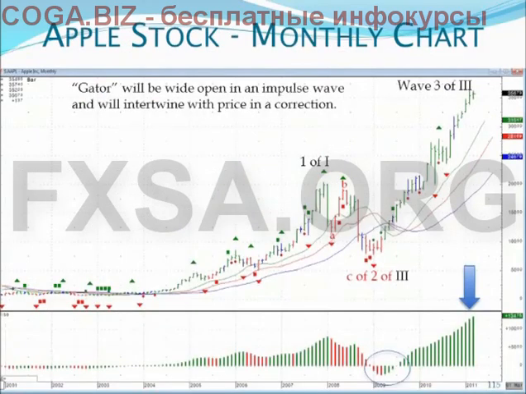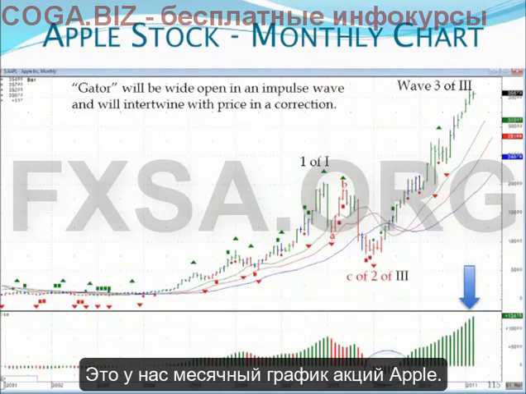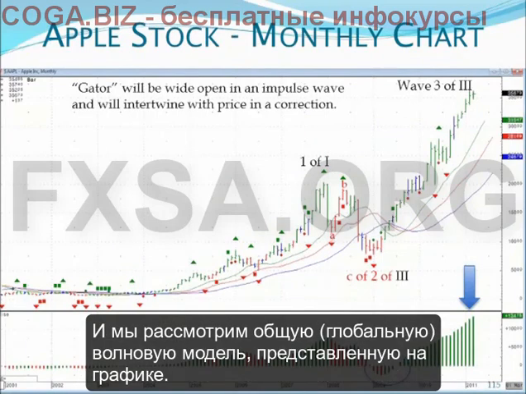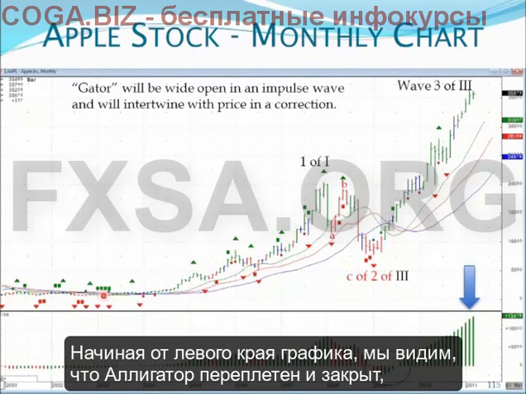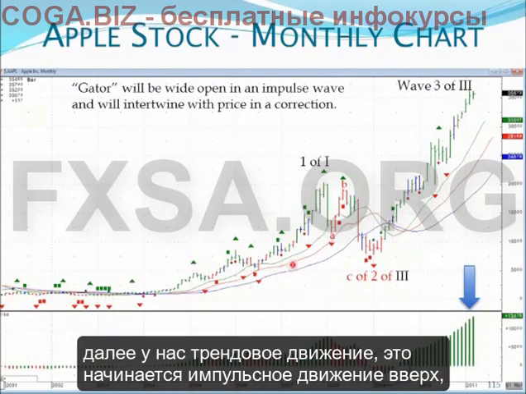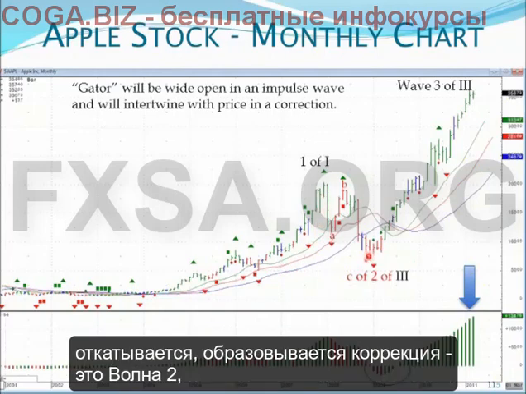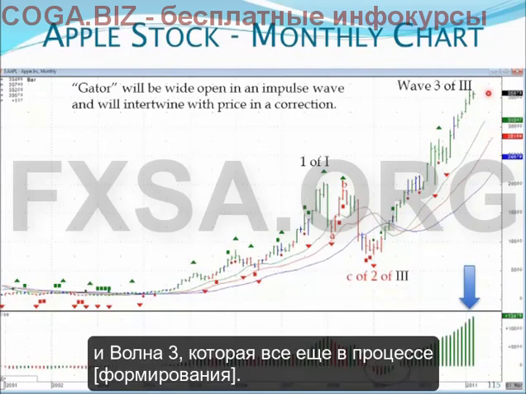Here on the Apple stock chart, this is a monthly chart, and we're going to take a look at the overall pattern of what we have here. Starting on the left, again, we see the alligators intertwined and closed. We have a trend move that starts an impulsive move up, pulls back, and creates a correction here, a wave 2, and a wave 3 in process.